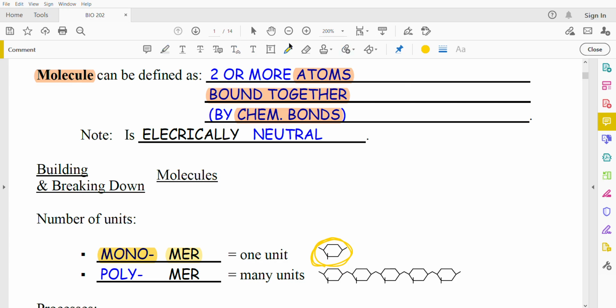If we have multiple units, as you can see here, and this number of units could be anything really, from 2, 3, 4, all the way to however large, connected one after another, this would be known as a polymer. So poly refers to the term many. So here we have a polymer with multiple units together.